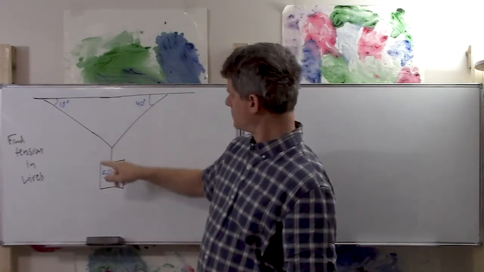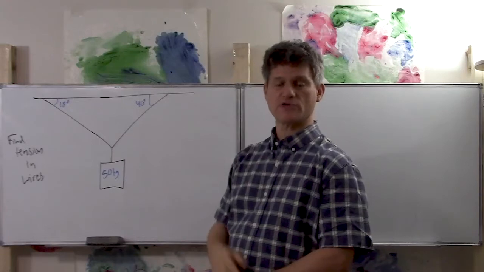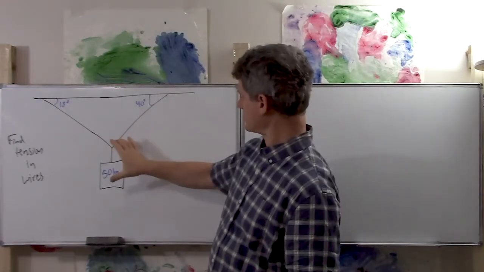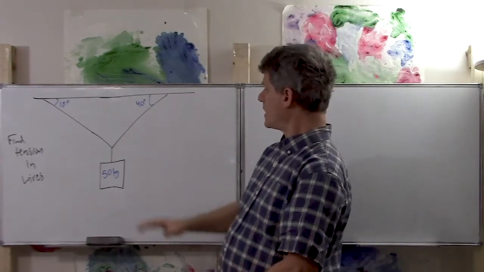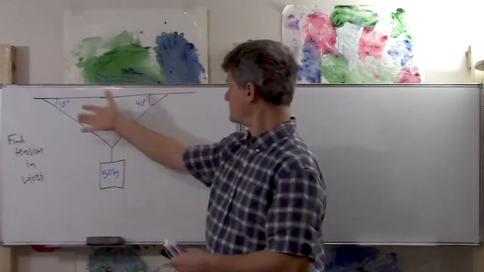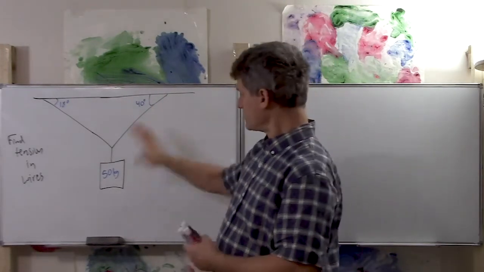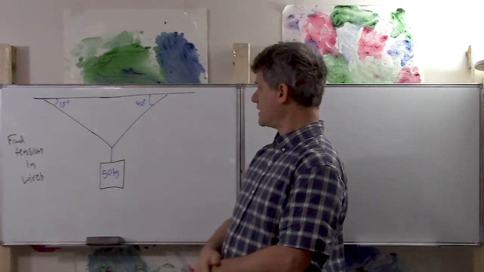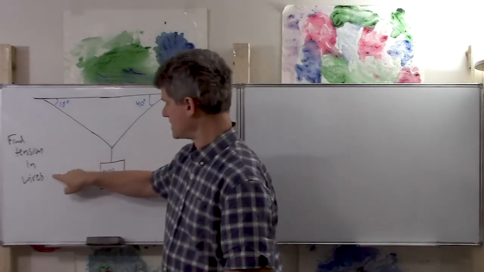Alright, in this example we have an object that's suspended by two wires with different angles. So that might be the case of like a traffic light or a chandelier hanging from the ceiling. So without saying so, the object is obviously in equilibrium because it's not moving anywhere. So it's implied that it's in equilibrium. So all the forces acting on it are going to add up to 0. So the challenge is to find the tension in the wires.